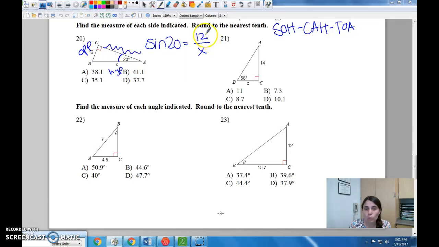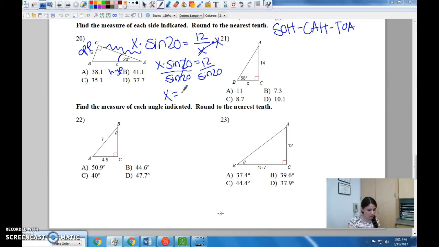To simplify this, I always have to multiply by whatever is in the denominator. So I'm going to multiply by x on both sides. So x times the sine of 20 equals 12. Then to get x by itself, I'm going to divide by the sine of 20 on both sides. And 12 divided by the sine of 20, I'm going to go ahead and enter that into a calculator. And 12 divided by sine of 20 is equal to 35.1, which is C.